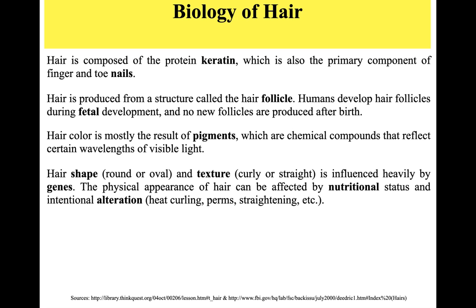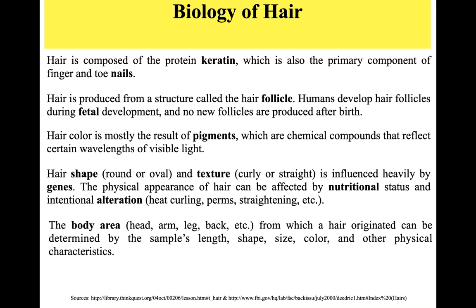The physical appearance of hair, you can change it just by what kind of foods you eat, so your nutritional status, and also you can intentionally alter it by heat curling it, perming it, straightening it, coloring it. Where the hair came from on the body, such as the head, arm, or leg, can be determined by how long the hair sample is, the shape of it, size of it, color, and some other physical characteristics.